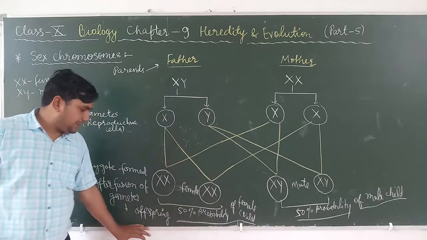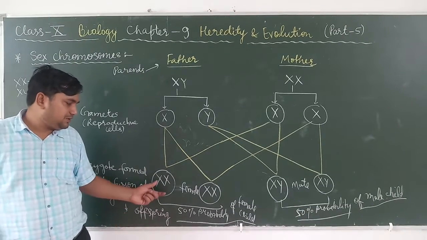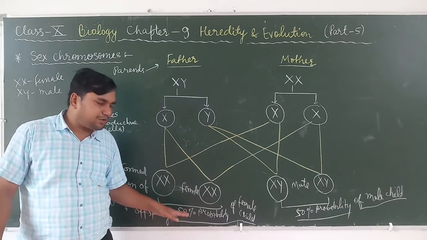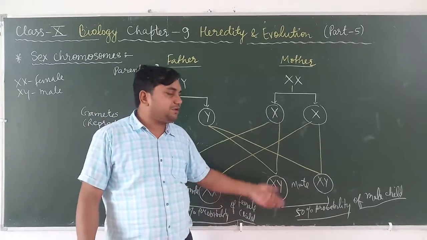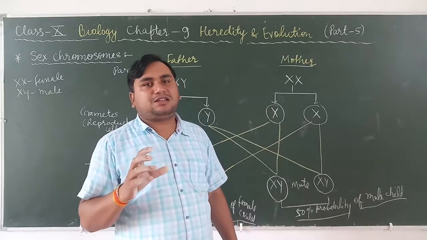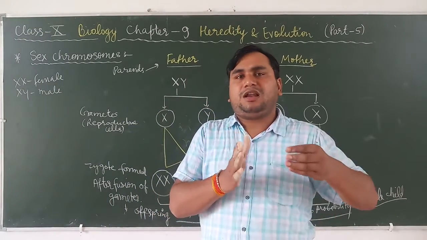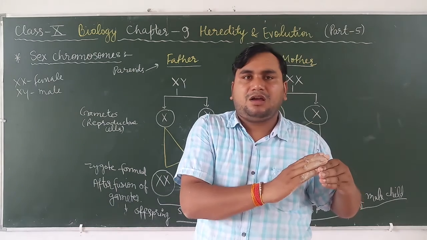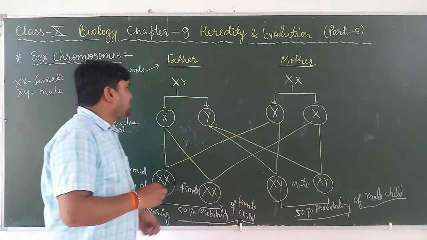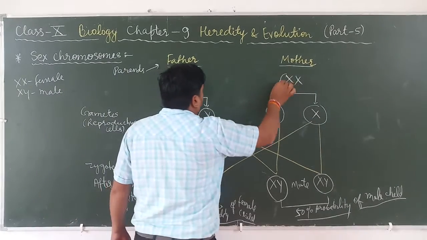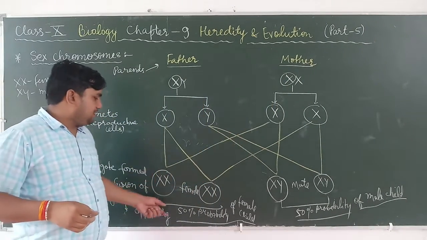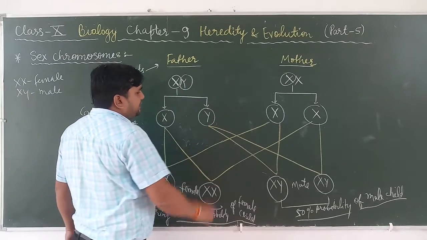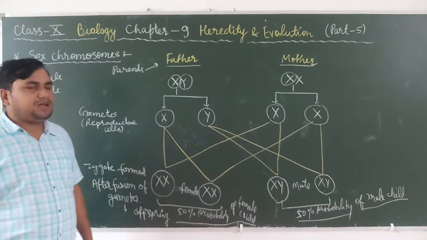This figure shows that from gamete fusion, the offspring are half XX, meaning 50% probability of a female child, and 50% probability of a male child. Half part is the female child and half part is the male child. So we can conclude that the X chromosome of the mother is deciding the females, and the Y chromosome of the father decides the gender of male and female.